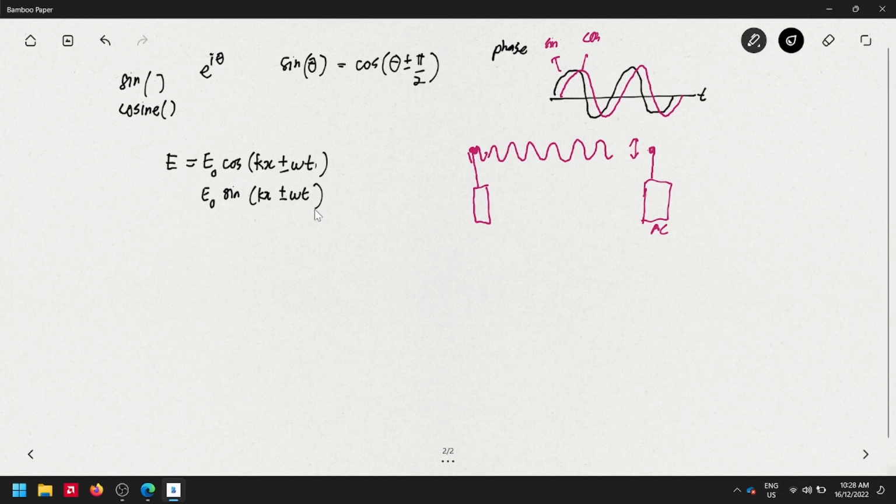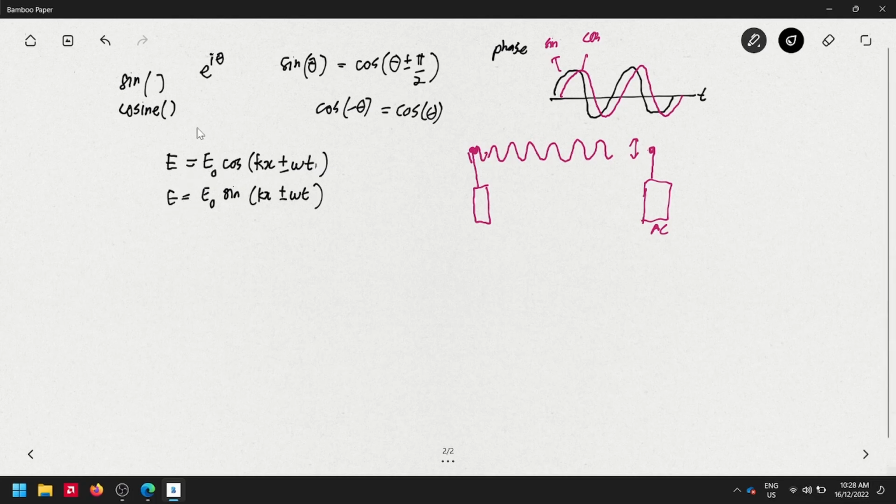Okay? But I prefer using cosine, because cosine is friendly. For example, if I have cosine of negative theta, which equals cosine of theta. So basically it is friendly to me. It makes my mathematics easy. That's why I prefer cosine. Well, in the actual case, I prefer the exponential form, because it is much easier. I'll explain about exponential form later.